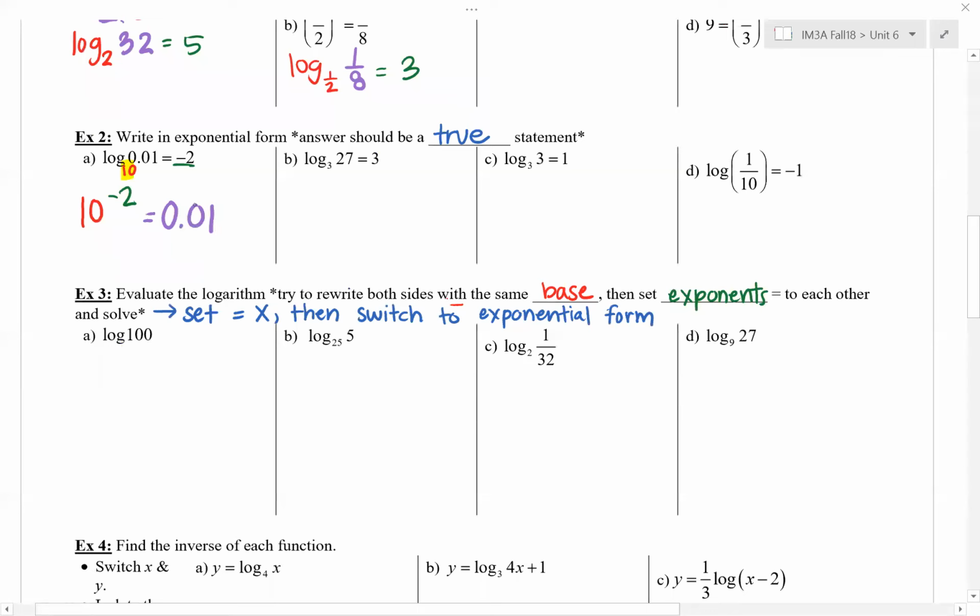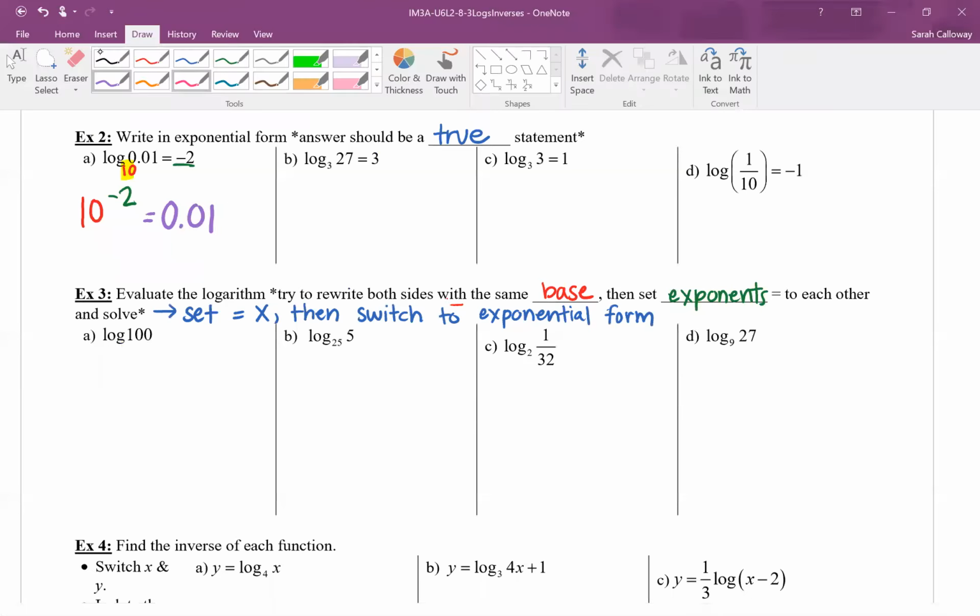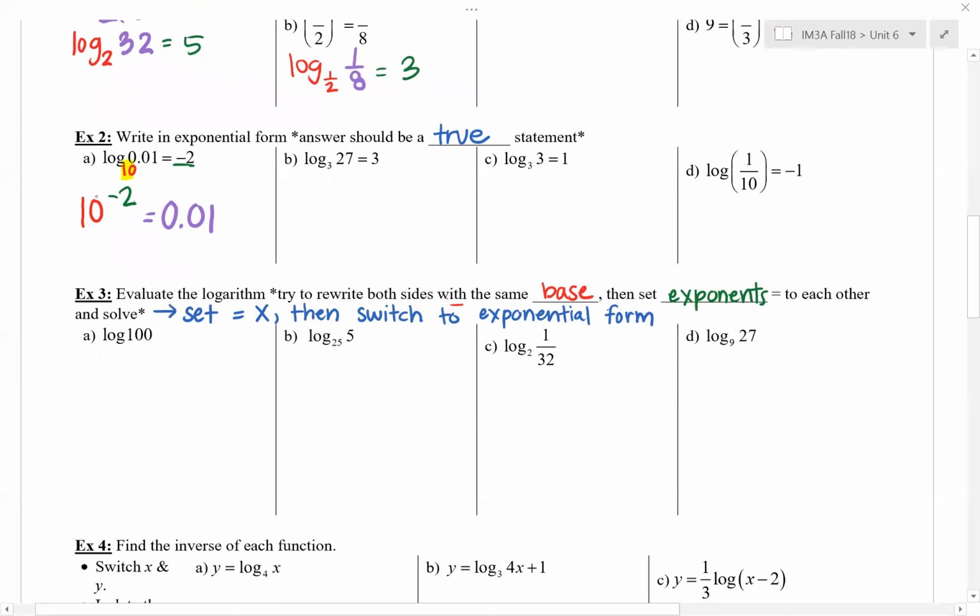And again, I said we can kind of check to make sure if it's correct by just checking this side to make sure it equals 0.01. So you could type 10 to the negative 2 power in your calculator, or you could think about it as it means 1 over 10 squared, which is 1 over 100. And if you divide 1 over 100, you should get that 0.01. Okay, so let's try another one.